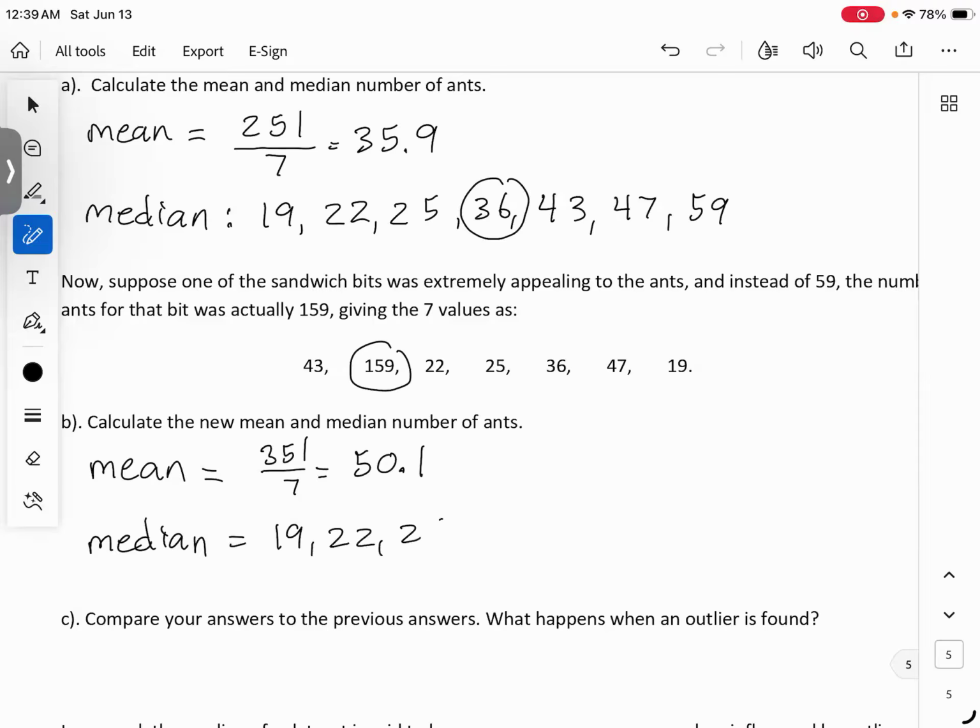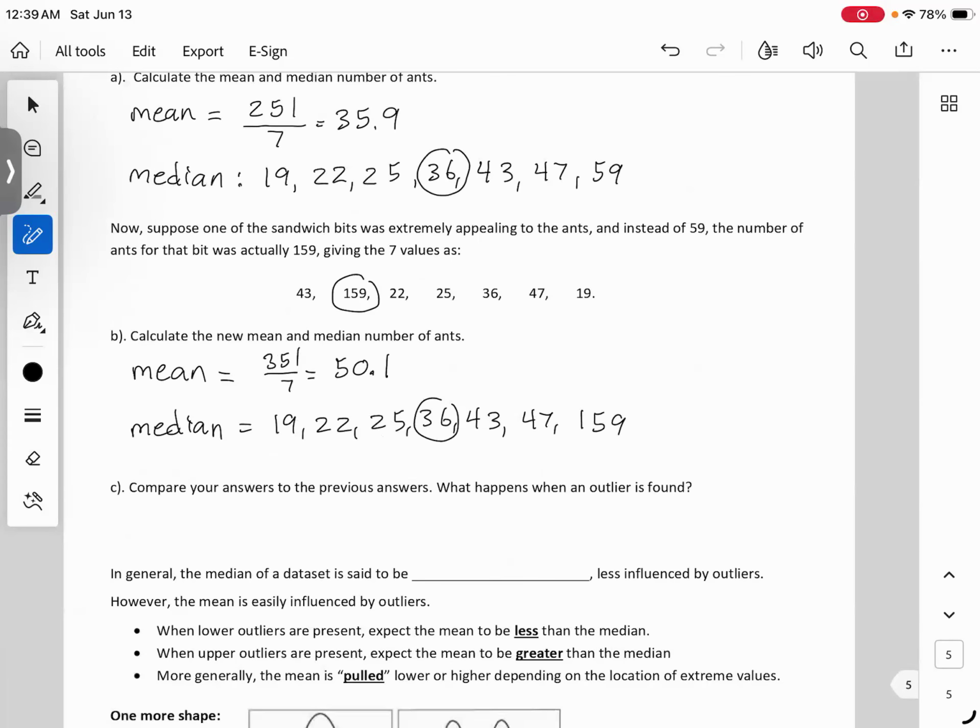And if you put everything in order, even with the new outlier, your middle number would still be the 36. So the only thing that changed was the mean, but the mean changed a lot. It went from like 36-ish to now like 50. The whole moral of the story, and the reason we sometimes have the mean more to the left or more to the right, is because it's affected by outliers.